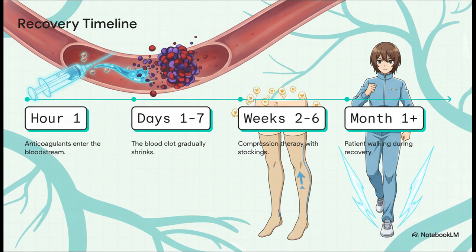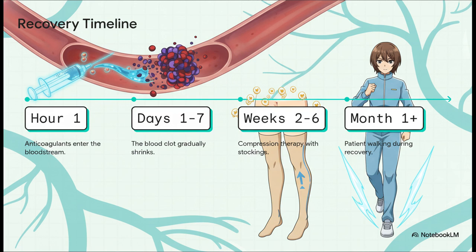Then, over days 1 through 7, with the expansion finally stopped, the body's own natural fibrinolytic system finally gets a chance to step up. Plasmin enzymes go to work, gradually cleaving those fibrin strands, slowly degrading and shrinking the clot over time. Moving into weeks 2 through 6, patients will often use compression therapy. Specialized graduated compression stockings physically support the venous walls. This reduces the vessel diameter, which in turn increases venous blood velocity and fights off that sluggish stasis.